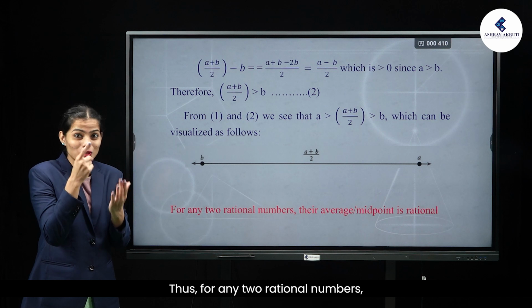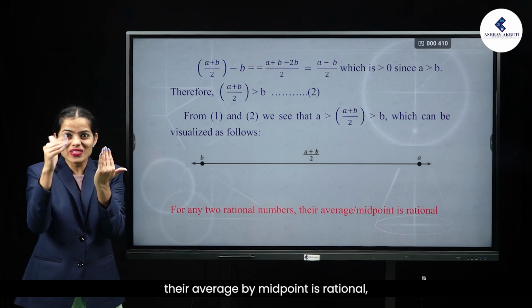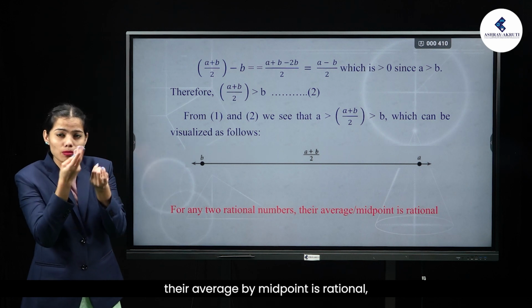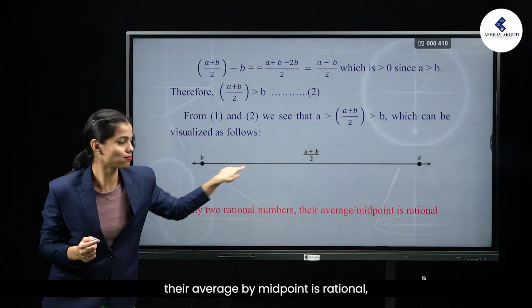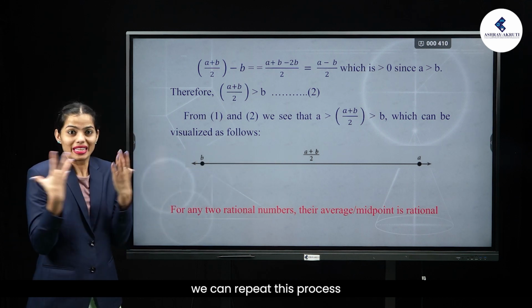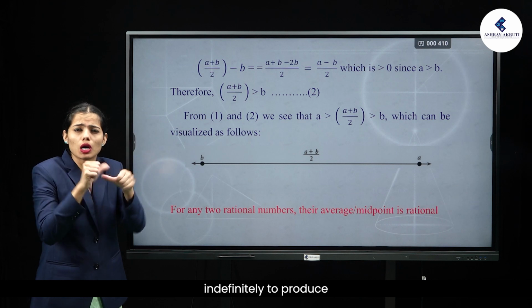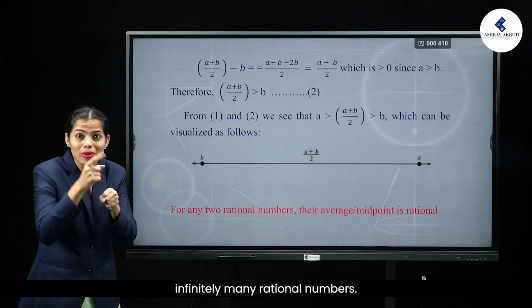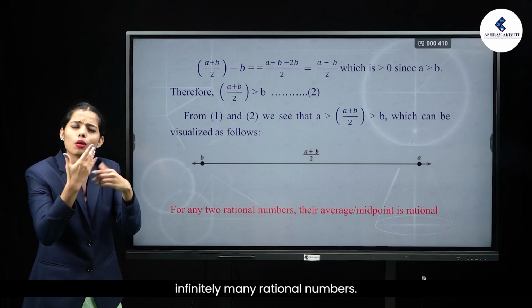Thus, for any two rational numbers, their average or midpoint is rational. We can repeat this process indefinitely to produce infinitely many rational numbers.